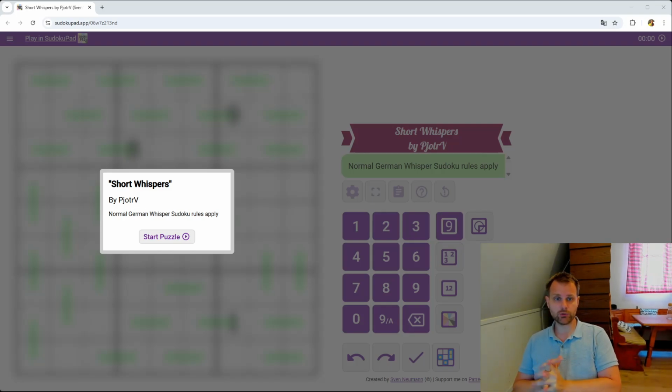Today we are going to do short whispers. It's a very tricky sudoku. It's a normal German whisper sudoku. But if you want to do it yourself, hit pause, and otherwise stick with me for the solution.